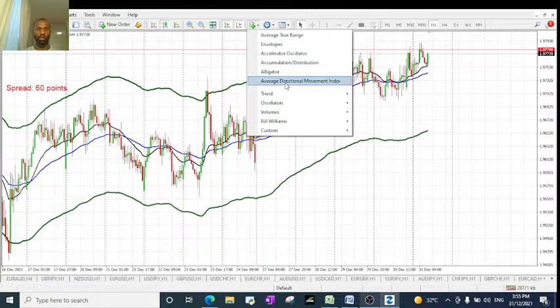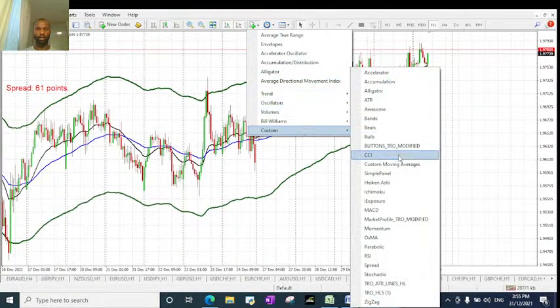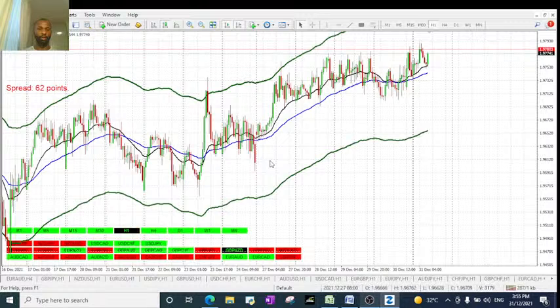Let's add this. I use this indicator to switch because I switch around quite a lot. So it makes it easier to look at multiple pairs at the same time. So yeah, let's see what happens.